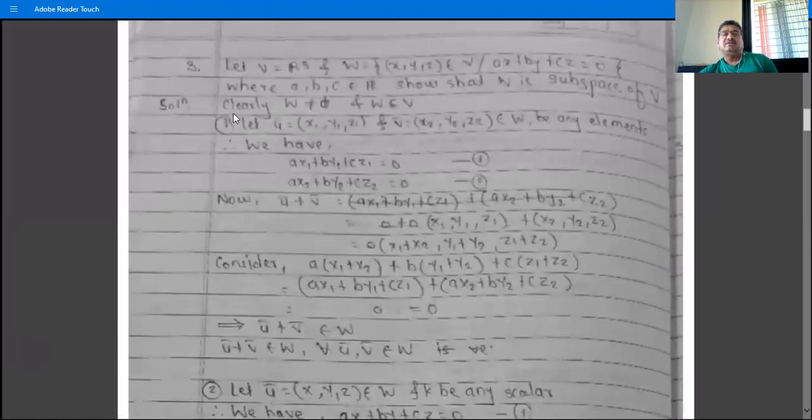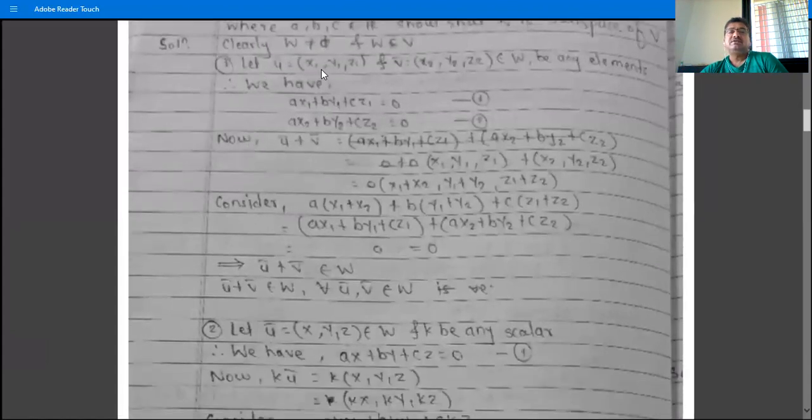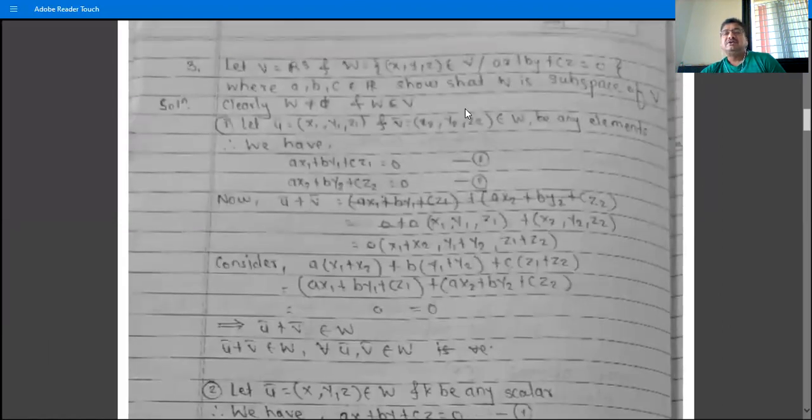So for the first condition, write directly that clearly or obviously W is non-empty and W is a subset of V. Now we have to show the two conditions. Let U bar as x1, y1, z1 and V bar as x2, y2, z2 belong to V, arbitrary elements. And x1, y1, z1 is an element of W, meaning it satisfies the condition Ax1 plus By1 plus Cz1 is equal to 0, equation number 1. And x2, y2, z2 is an element of W, so we have Ax2 plus By2 plus Cz2 is equal to 0 by using this condition, equation number 2. Now what is U bar plus V bar? The addition of these two elements is x1 plus x2, y1 plus y2, z1 plus z2, usual addition.